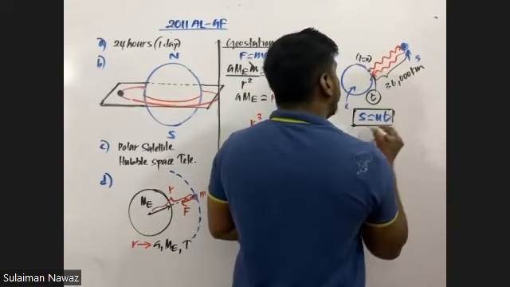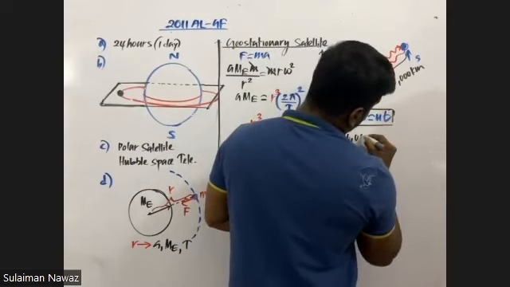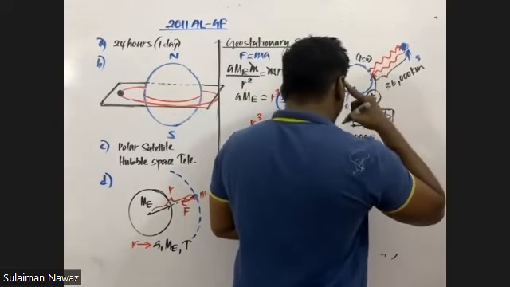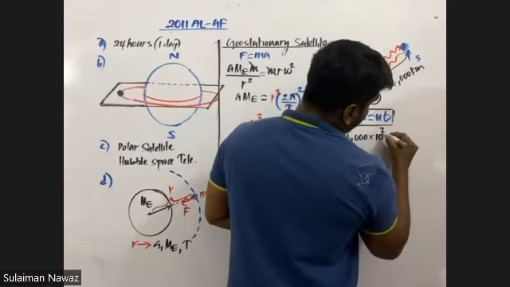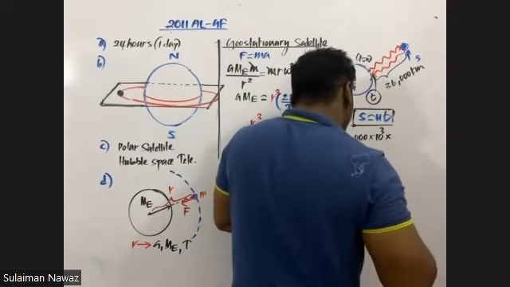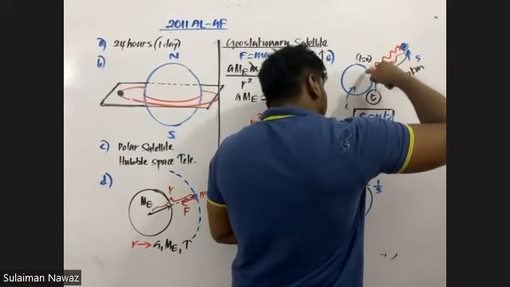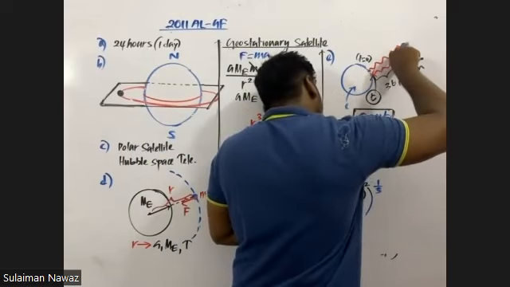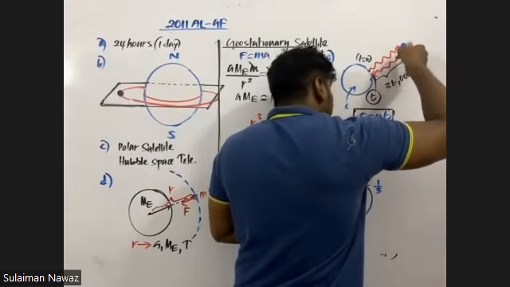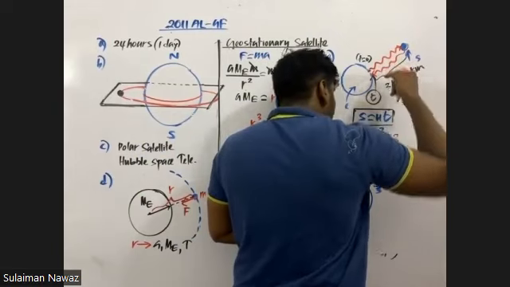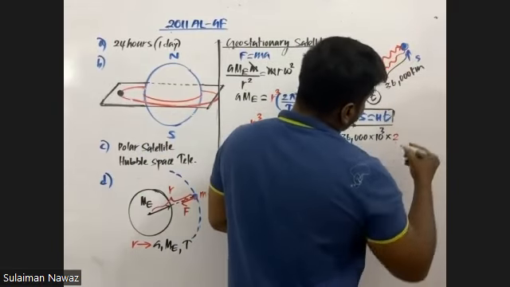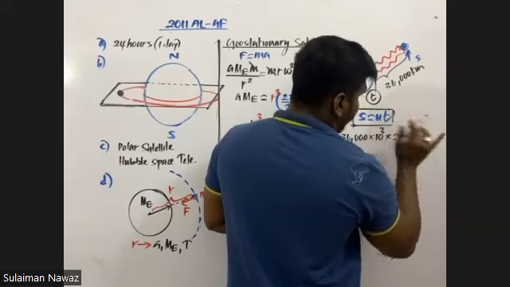the total distance traveled by the signal is 36,000 kilometers. If I convert it to meters, it is 36,000 × 10^3 × 2. You know why I multiply by 2? Because the signal traveled 36,000 kilometers upwards, and again came back to the ground, another 36,000 kilometers down. Now you find the time.